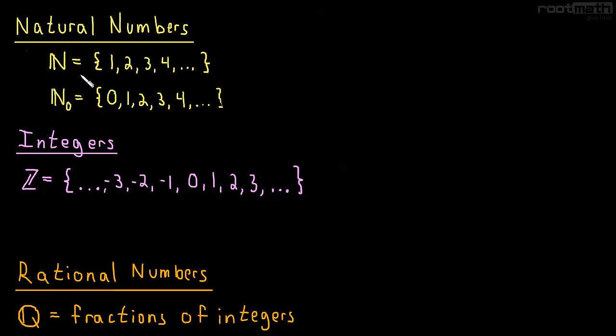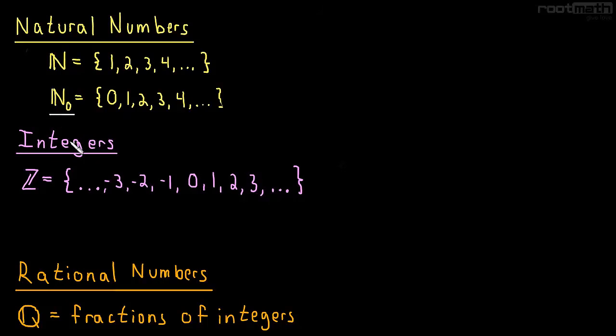So we start with the natural numbers, which are sometimes called the counting numbers because we start at 1 and we just count up from there. 1, 2, 3, 4, 5, 6, and so on and so on until we get to 100, a million, a trillion, and it just keeps going.